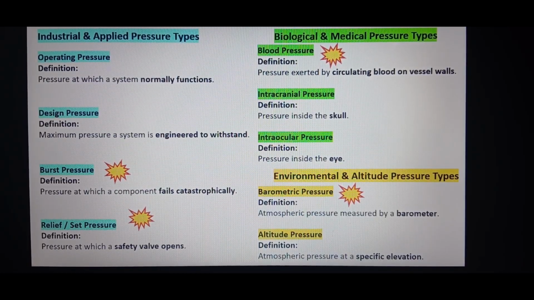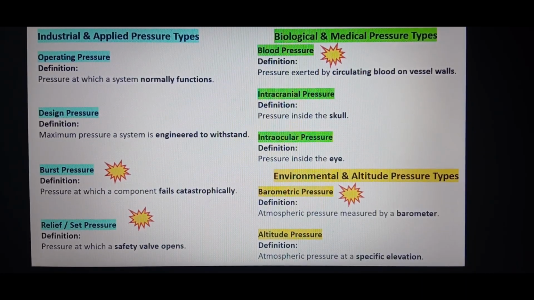The relief set pressure, that's different. It's kind of like a burst pressure, except this is with a safety valve. And it's the pressure at which the safety valve will open. And once you reach that pressure, the safety valve will blow off whatever pressure is there. And as soon as the pressure comes below, let's say it was 1000 psi, it comes below this, the safety relief valve will reset and close. And then the pressure will build up again and will blow off again. And it will keep doing it.